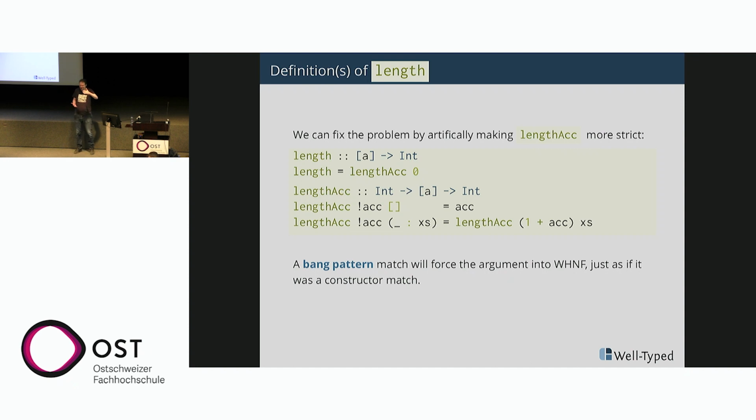We could make cases for, what if the accumulator is 0? What if the accumulator is 1? What if the accumulator is 2? But that would be very inconvenient. But instead, we're just artificially saying, okay, only match on this if the integer is in weak-head normal form. And that has the desired effect.